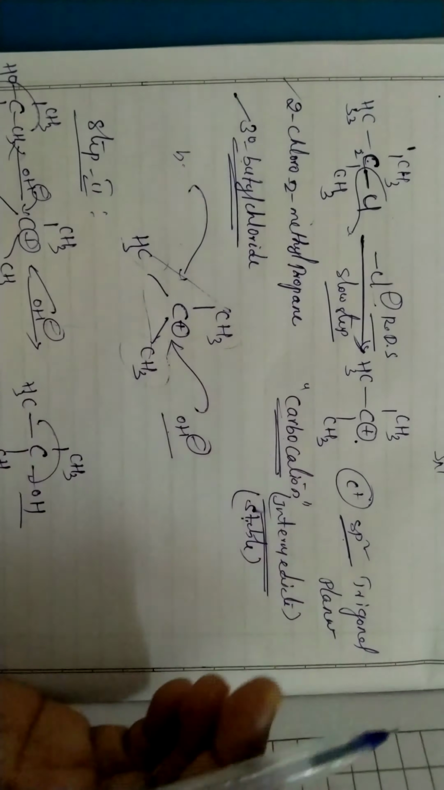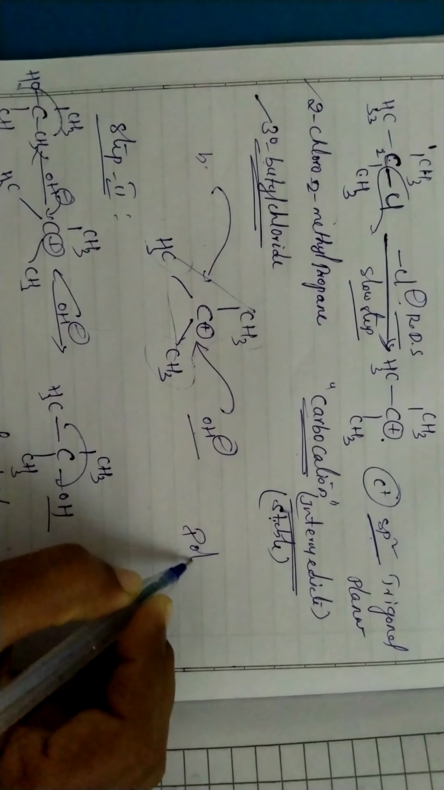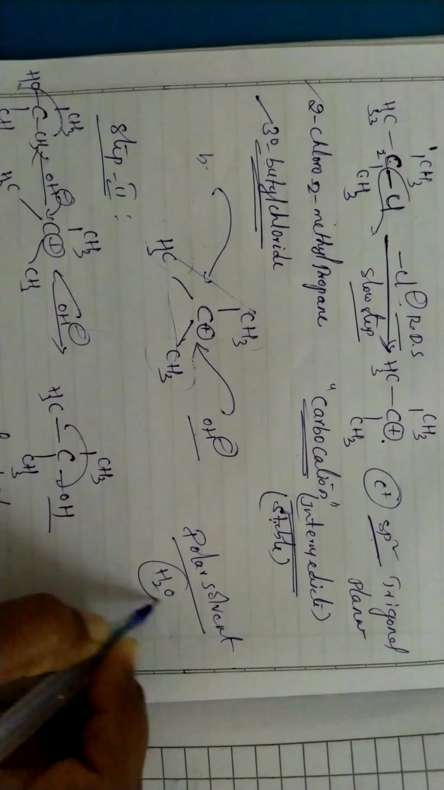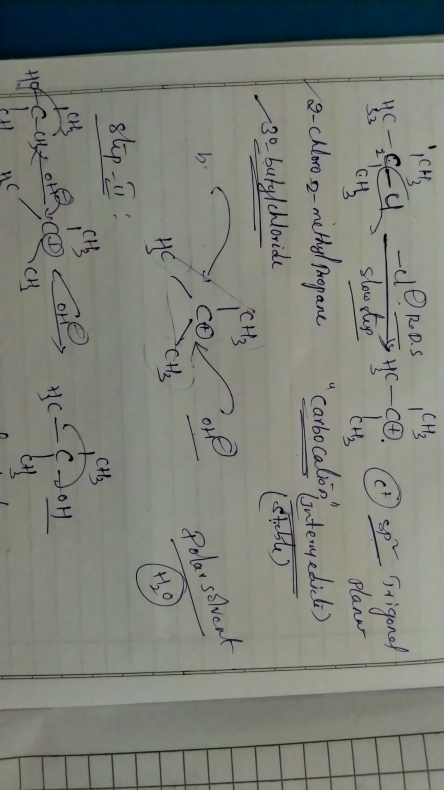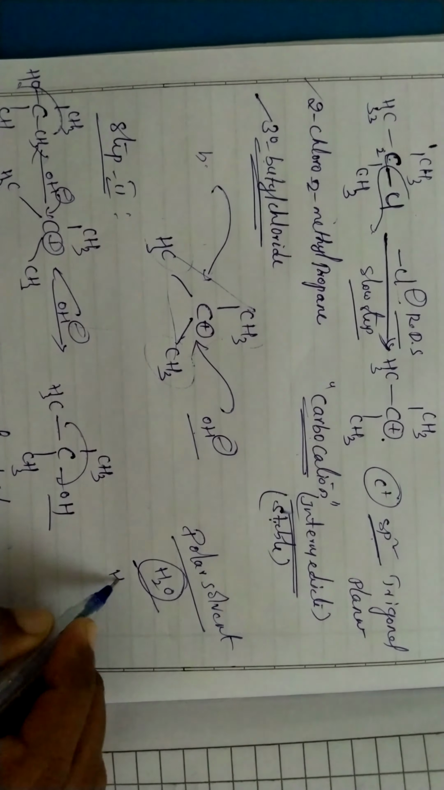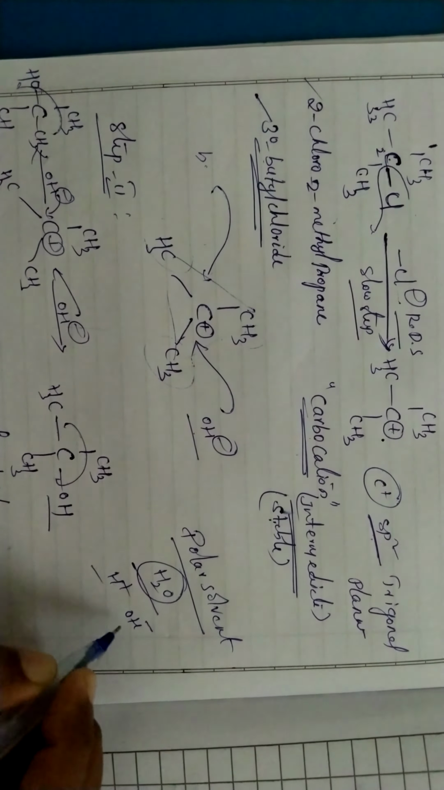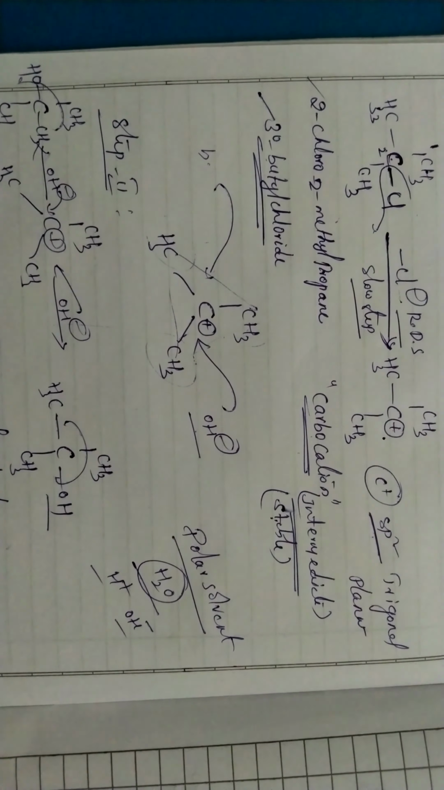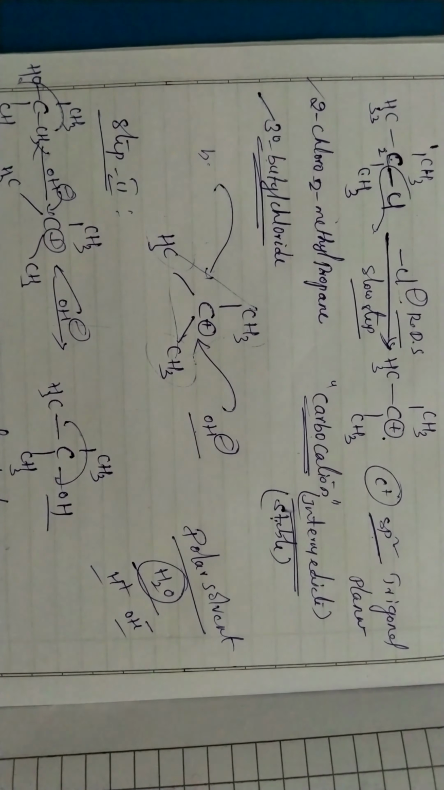And this SN1 reaction proceeds through polar solvent. We are taking water here. Water is always a polar solvent. Polar is nothing but which produces charges. The water can exist as H plus and OH minus. So those which produce charges or poles are called polar solvents. So H2O can be present as H plus and OH minus. So SN1 reaction proceeds through polar solvent. This is about SN1 reaction.